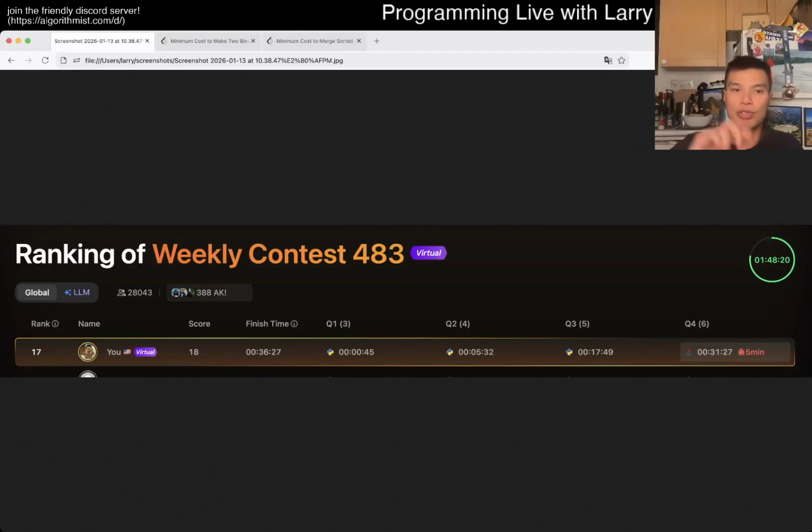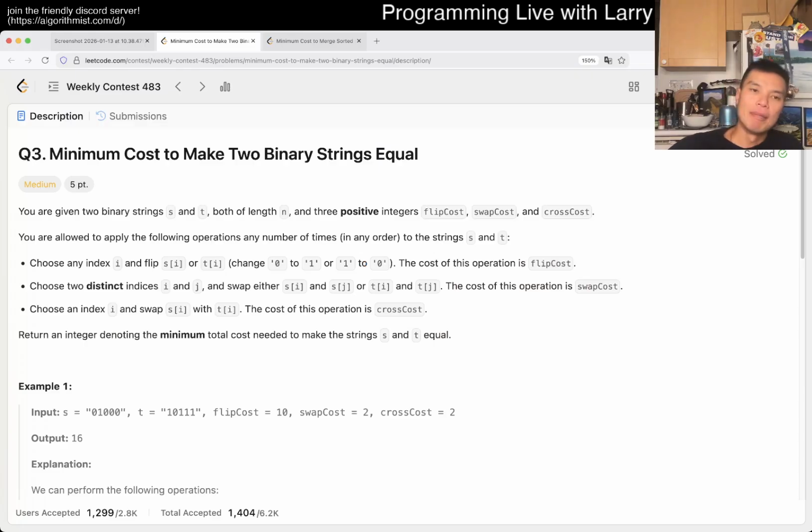This is me going Q3 of the weekly contest 483. Minimum cost to make 2 binary strings equal.